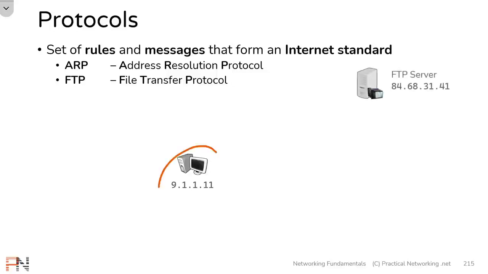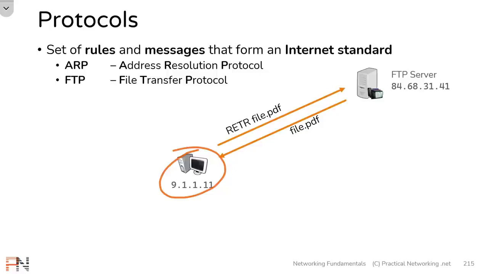FTP allows a client and a server to send and receive files from each other. The FTP conversation is made up of messages that look like this. The client would send the RETR command, which stands for retrieve, and ask for a particular file, and this would prompt the server to respond with that file.